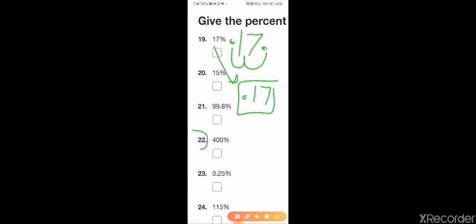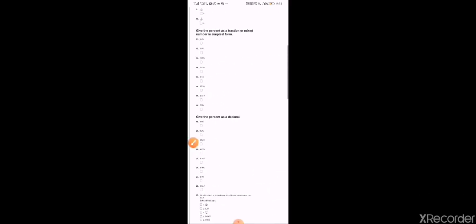Another one, 22. Here's my number, 400. Divided by 100, it means move the decimal 2 places to the left, so it will be 4.00, which is 4, and so on for the rest the same way. Let's also see other questions.